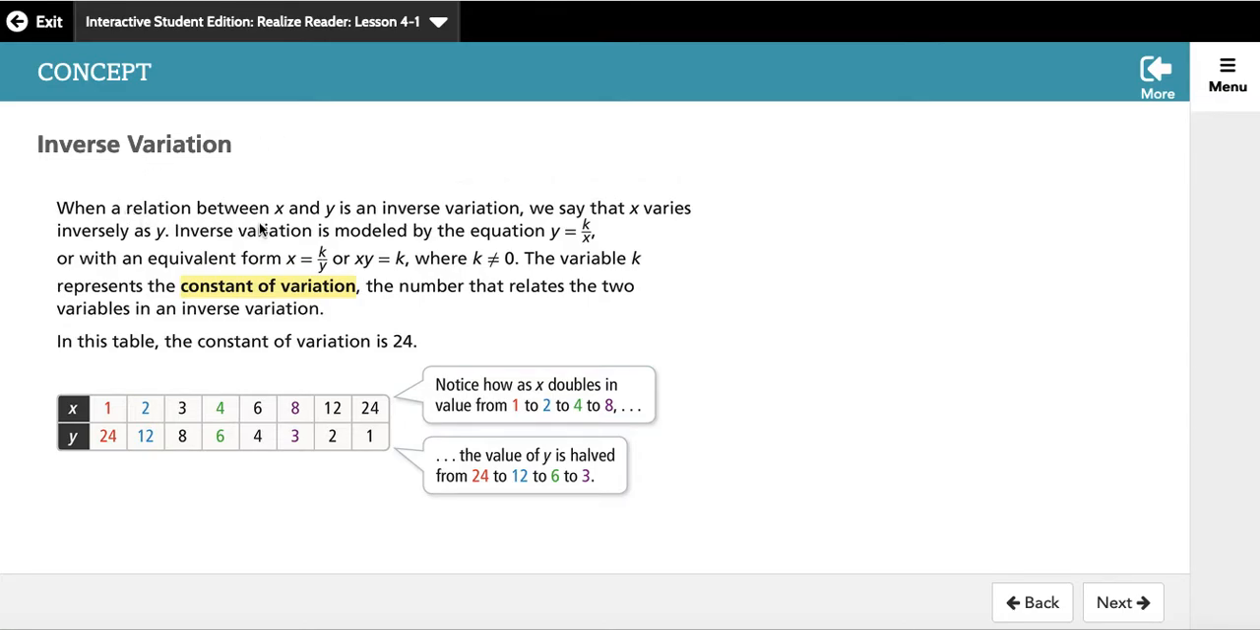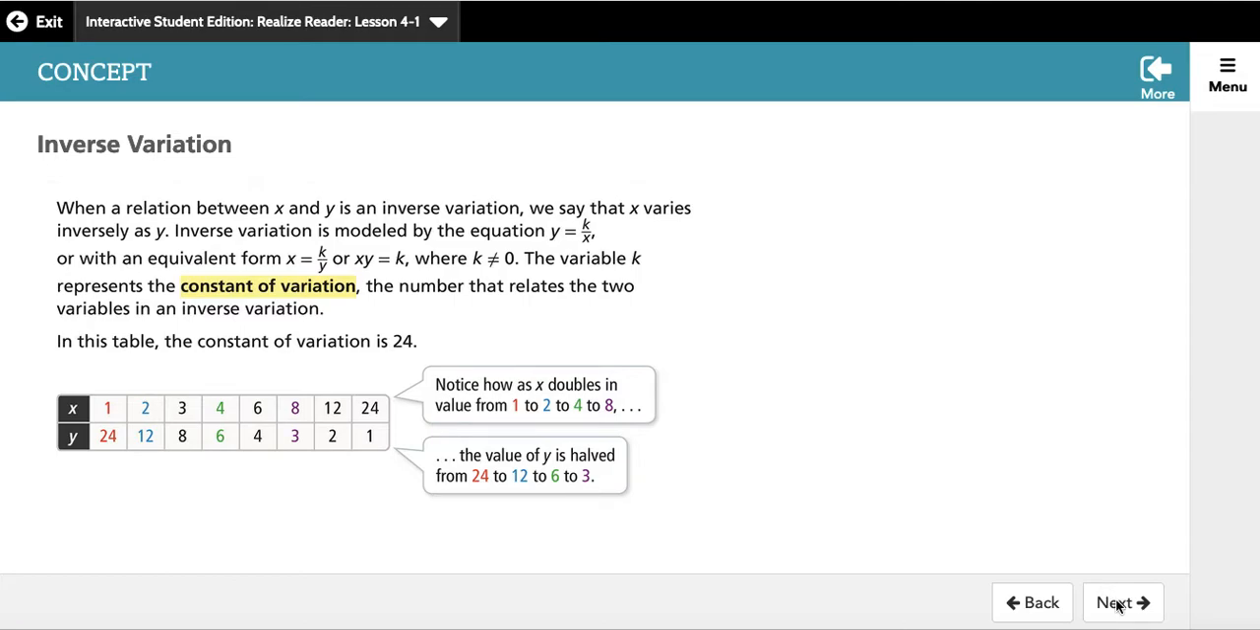When a relation between x and y is an inverse variation, we say x varies inversely as y. Inverse variation can be modeled by the equation y equals k over x, or it could be x equals k over y, or it could be x times y equals k. And that may seem familiar because in the previous video, we multiplied x times y to determine if it was a constant. That constant is the constant of variation. So like in this table here, if you multiply x times y, you get 24 every time. So the constant of variation is 24.